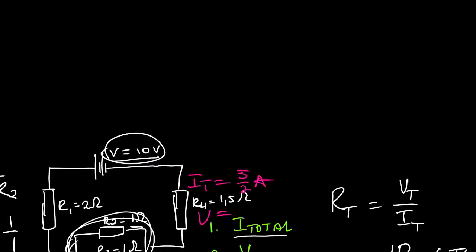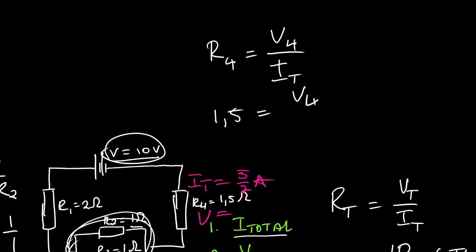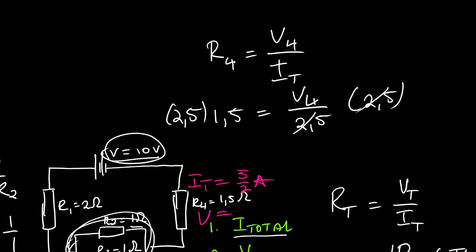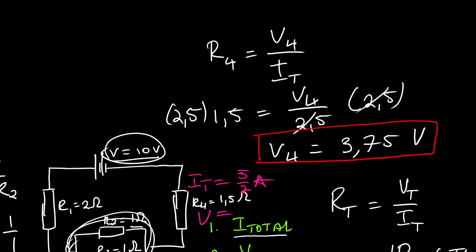So we can quickly calculate the potential difference using Ohm's law. R4 is equals to V4 over I total, or I4. So we have 1.5 equals V4 over 5/2, which is the same as 2.5. So you multiply both sides by 2.5. This will get rid of this. 2.5 multiplied by 1.5, we have V4 equals 3.75 volts. We are done with the second question.